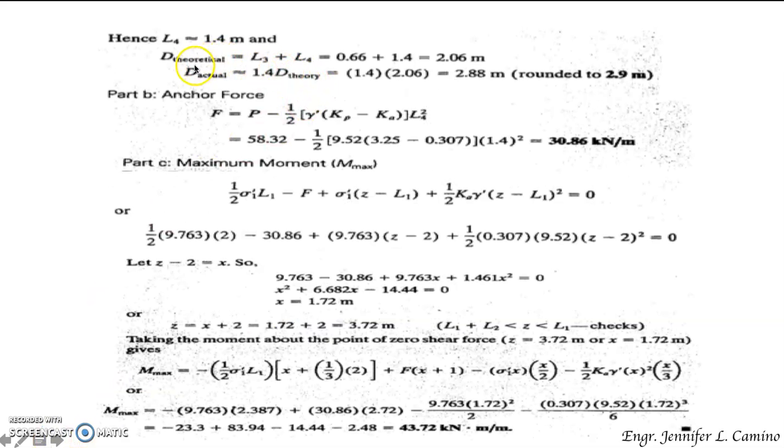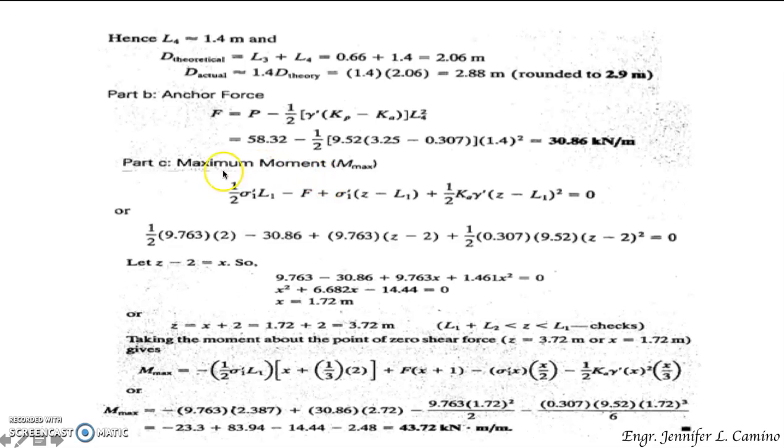So our D theoretical is equal to L3 plus L4, and L3 a while ago is 0.66 plus L4 1.4, that is 2.06 meters. And you can have now the D actual, which is 1.4 of 2.06, you have 2.88 meters. And you can now compute for the force on the anchor rod, which is equal to this equation, that gives us 30.86 kilonewton per meter.